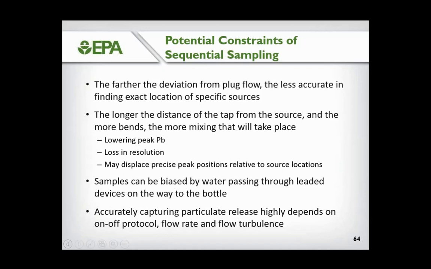It could be a particulate released anywhere along the line, so it's always tempting to try to figure out how many feet ago that particulate came out, but particulates don't flow the same as dissolved lead or copper, so you have to interpret them differently. And also accurately capturing whether or not the system's prone to particulate release under normal use depends on the on-off protocol, flow rate, and flow turbulence. So one of the things that we found useful is to use wide-mouth bottles where you can take samples at a typical flow rate the consumer would have during normal tap use.